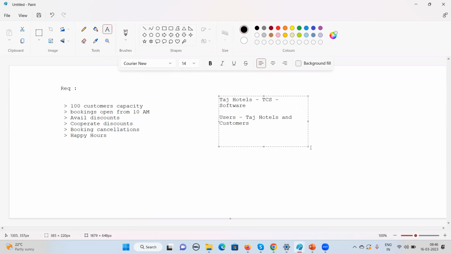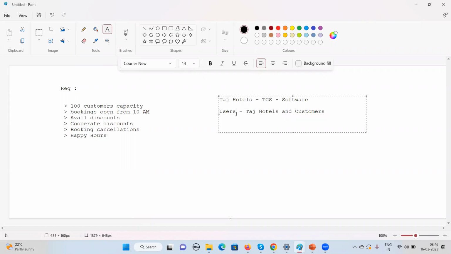So who is the customer for TCS? Taj hotels are the customers for TCS, because they have the requirements, and these requirements are given to TCS, and TCS is working on them to fulfill them. Taj hotels are providing some interfaces to the users, so users can use this application and book online.